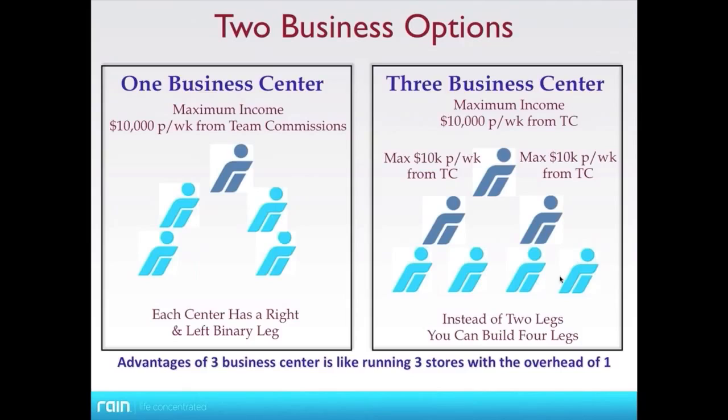So rather than making them have 3 different accounts, Byron just says, look, we'll just give them to you. You can choose right from the beginning. Do you want to come with 1 business center or 3? Simply put, 3 business centers gives you additional profit centers.